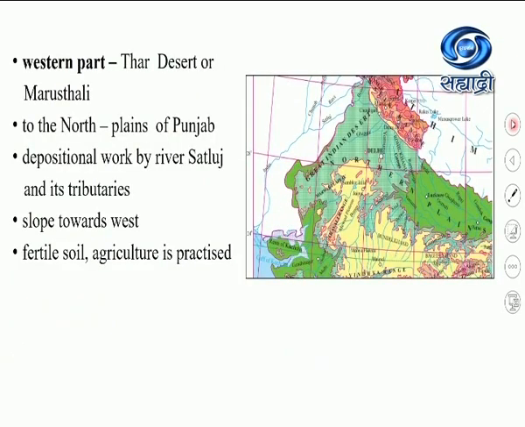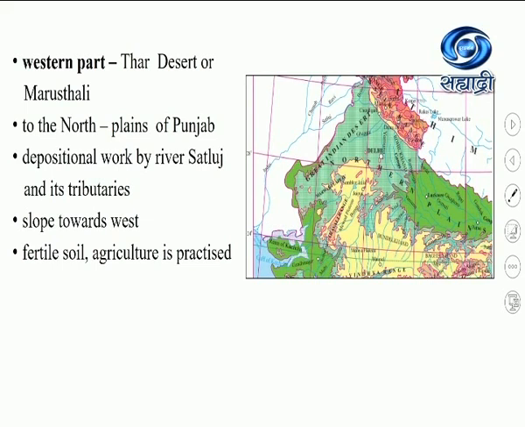Plain region. Now towards the western side, towards the west of the Aravalli range or towards the northern part of the Aravalli range, again it's an extensively flat land, an extensive plain area which is known as the Great Indian Desert or the Thar Desert or Marusthali. So it lies towards the northwest of the Aravalli range. So to the north lies the plains of Punjab. Extreme north lies the plains of Punjab.